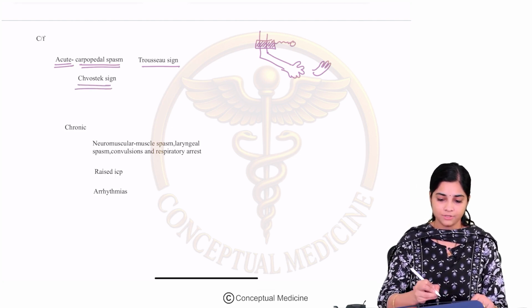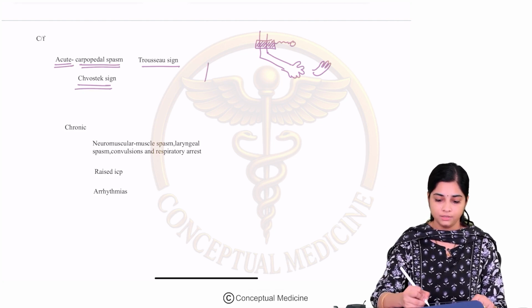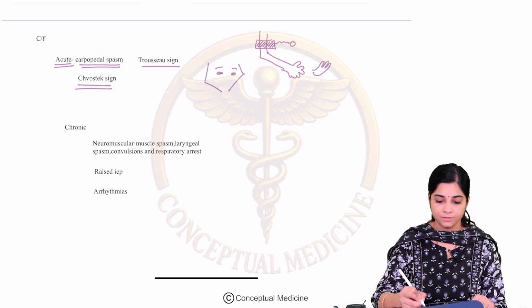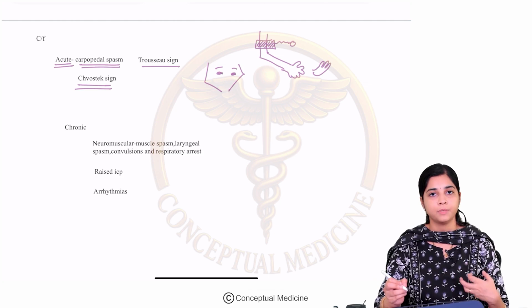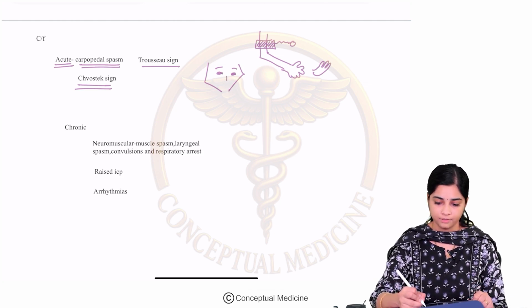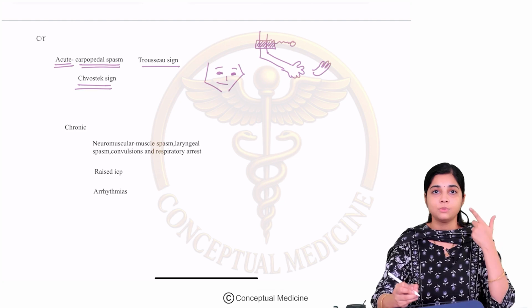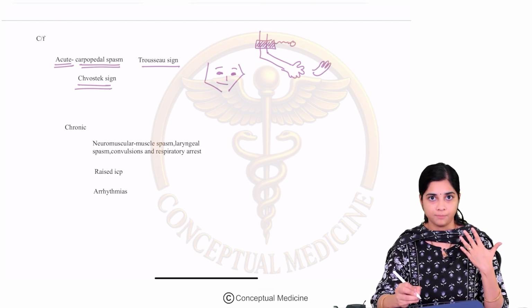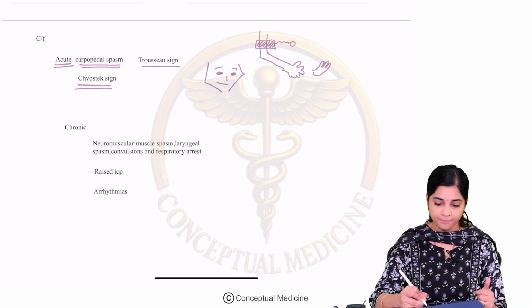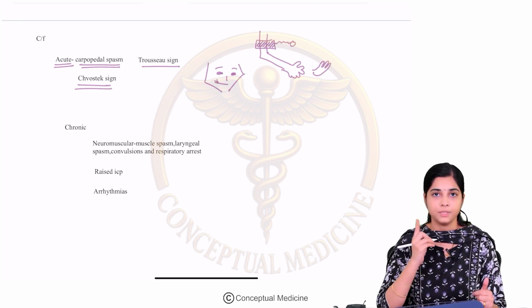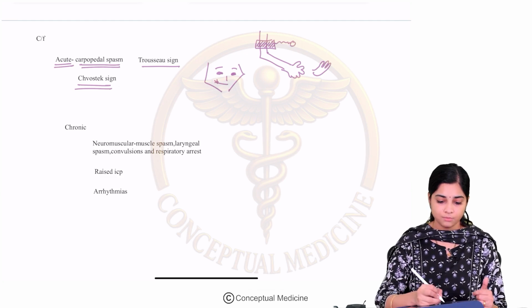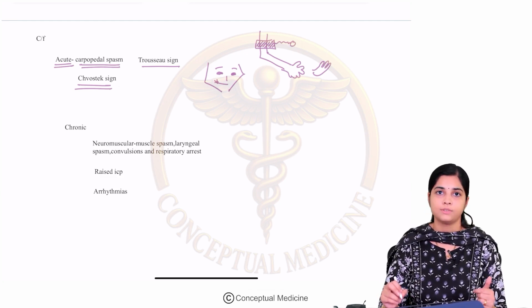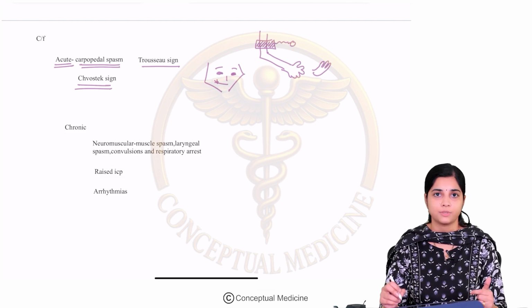Then we have another sign which is called Chvostek's sign. So in this, what do you do? Basically you are demonstrating the hyperexcitability of the peripheral nerves, especially your facial nerve. So what you do is you do a gentle tap over the facial nerve, especially in the maxillary or the mandibular region. When you do a gentle tap, there will be a sudden twitch. So this is what we call Chvostek's sign, which is also seen in hypocalcemia. So Trousseau's sign and Chvostek's sign.